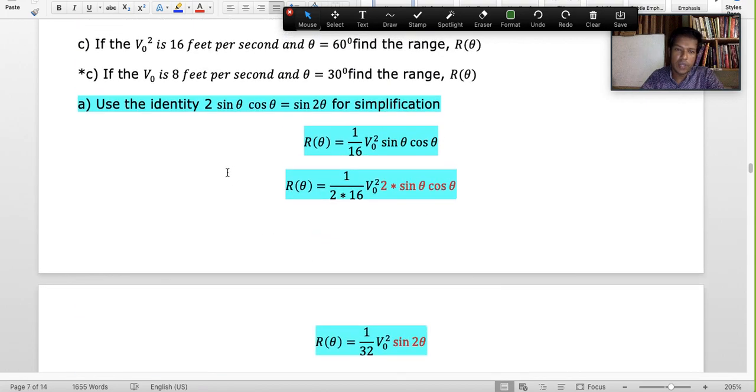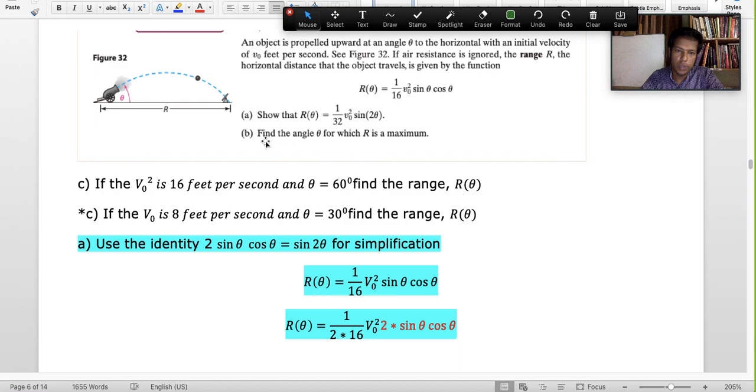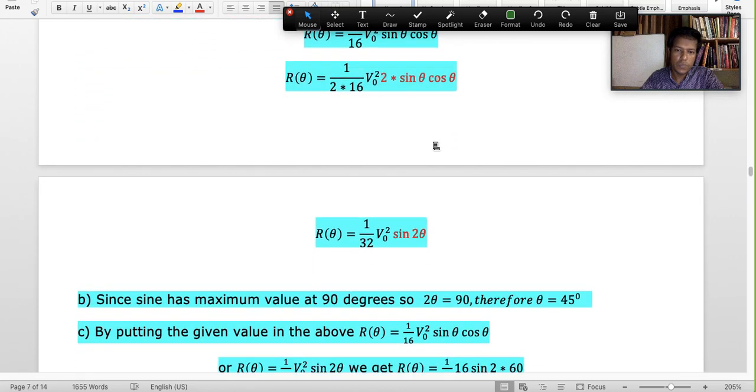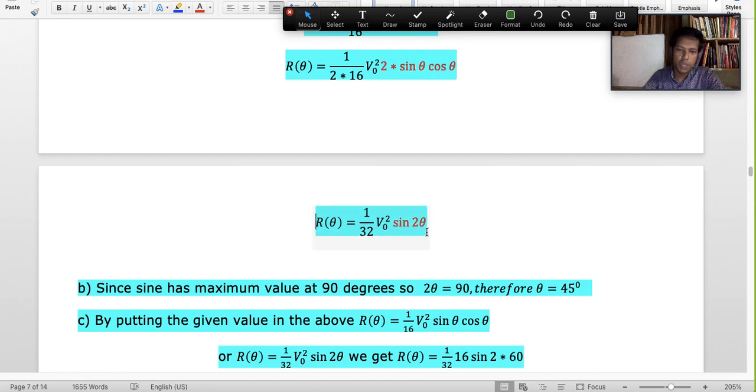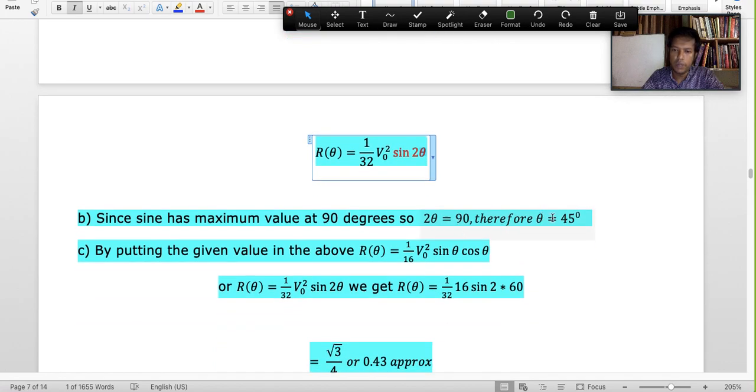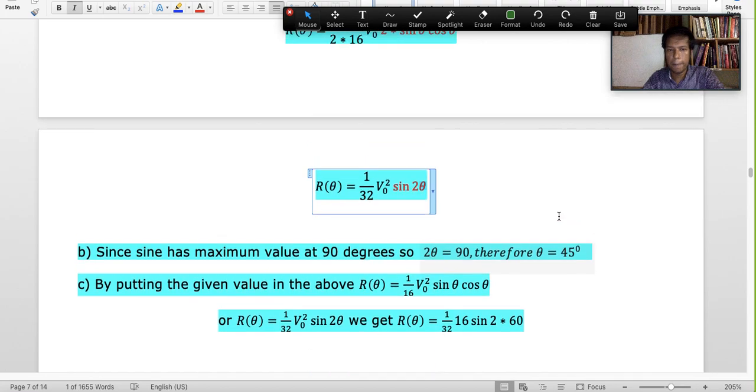Then different values are given here to work with. Find the angle theta for which r is maximum. So you see, sin's maximum value is at 90 degrees, but if theta is 45 degrees, if you put 45 degrees here, then 2 into 45 means 90 degrees, and then sin becomes maximum. This value becomes maximum. That means for theta equals 45 degrees, we will get the maximum answer here.